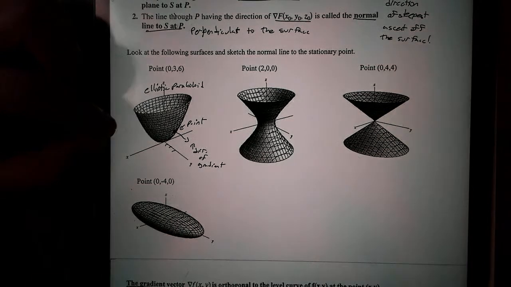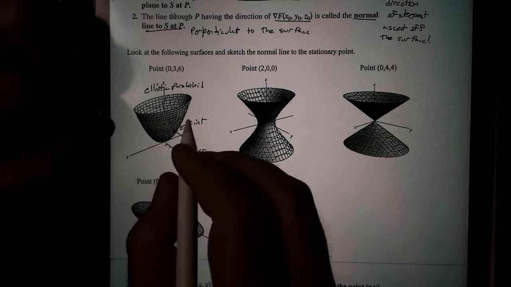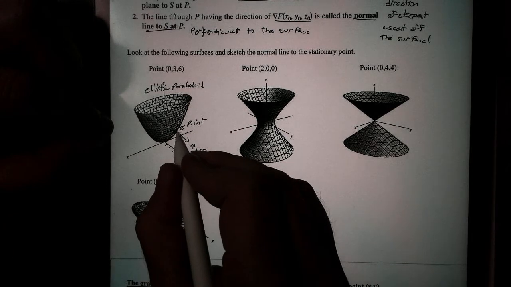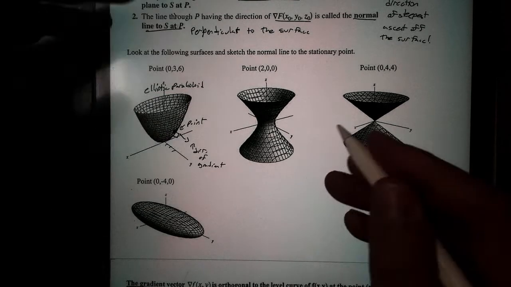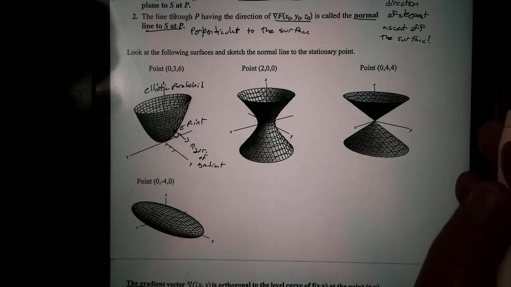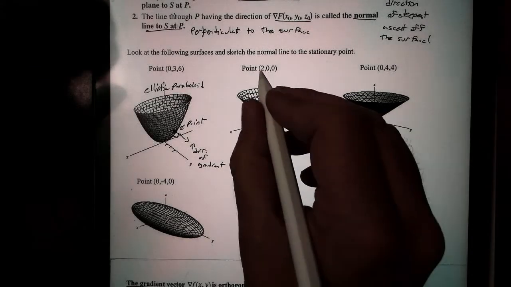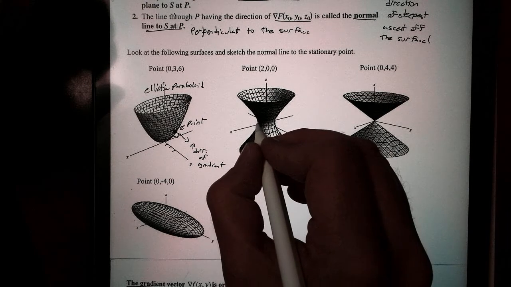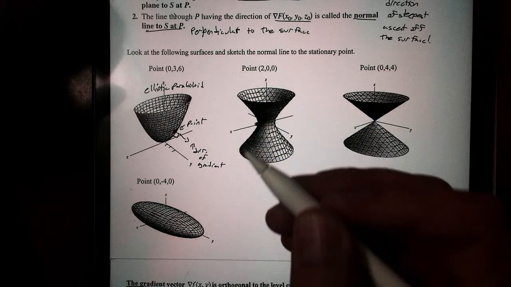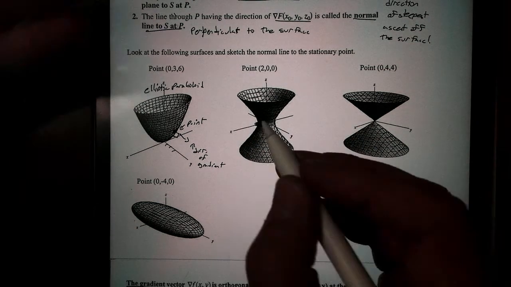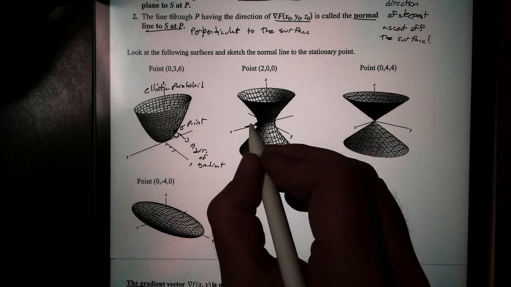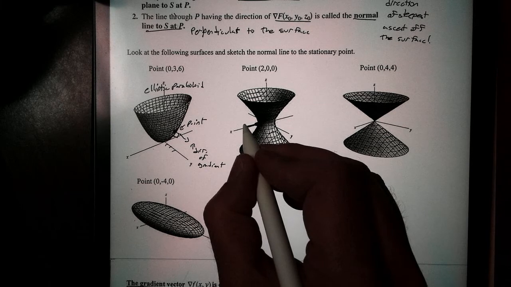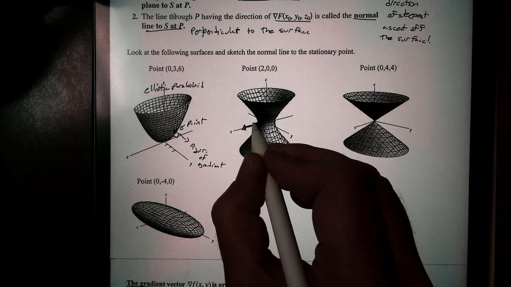In this case right here, and it will be perpendicular to the surface. Let's take a look right here. Here we have our hyperboloid of one sheet at the point 2, 0, 0. So the x-axis is 2, so obviously we're right here. And if I wanted to draw the normal line to this, it's going to be perpendicular to that surface right there.